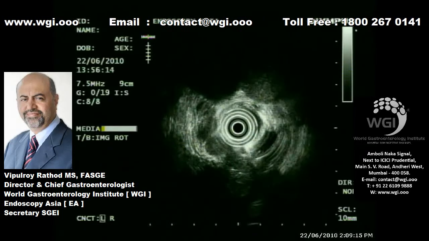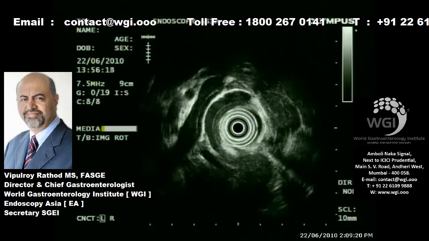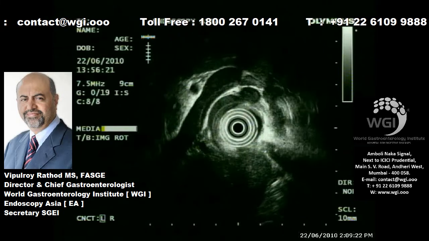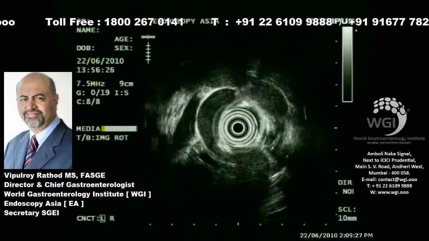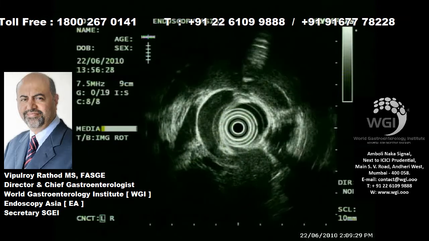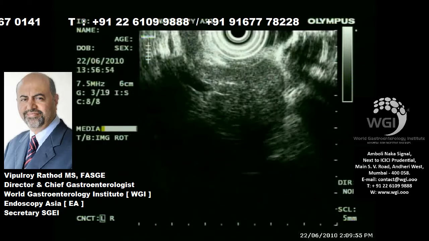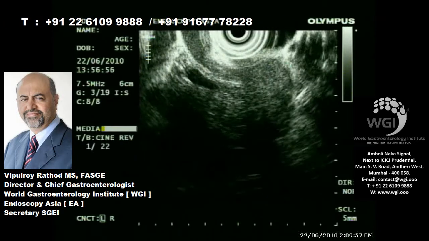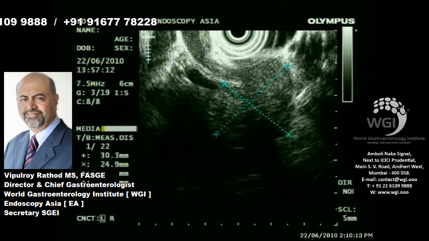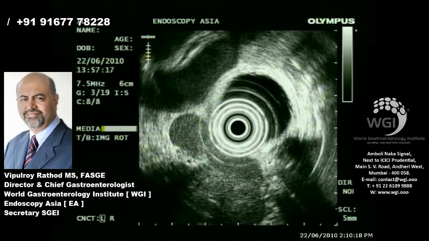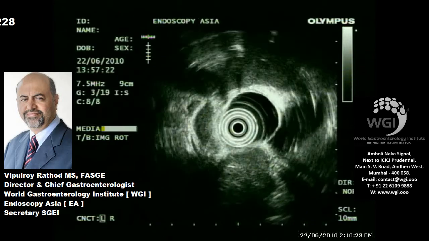You can see that when scanning from the duodenum, we are seeing multiple large nodes, pericholedochal, and you see the bile duct in cross section now. The bile duct appeared dilated, and the pancreatic duct appears prominent and dilated because of the mass. This is a hypoechoic lesion occluding both the ducts, measuring almost 3 cm by 2.5 centimeters. This lesion is irregular, hypoechoic, with a huge peripancreatic hypoechoic node.